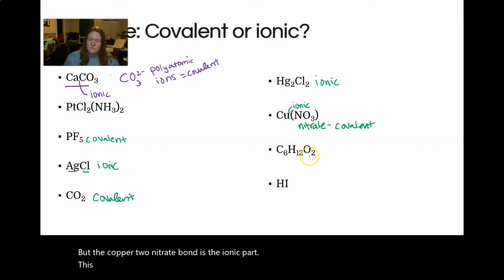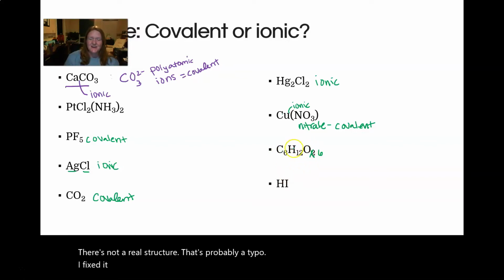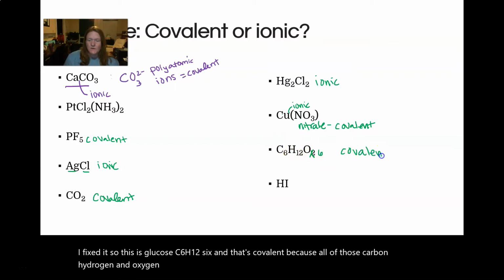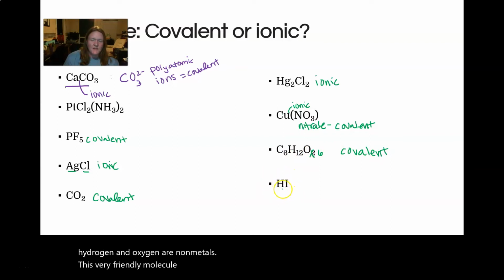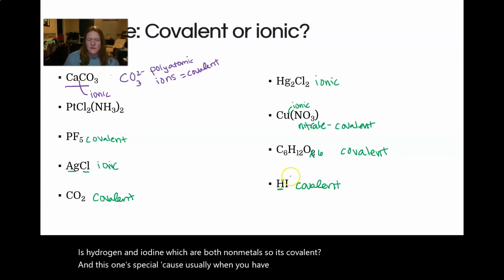This is not glucose. Now it's glucose. I don't know why that's a 2. That's not a real structure. That's probably a typo. Anyways, I fixed it. So this is glucose, C6H12O6, and that's covalent because all of those, carbon, hydrogen, and oxygen, are nonmetals. This very friendly molecule, HI, is hydrogen and iodine, which are both nonmetals, so it's covalent. And this one's special because usually when you have an H in the front, if it also says aqueous, it's probably an acid.